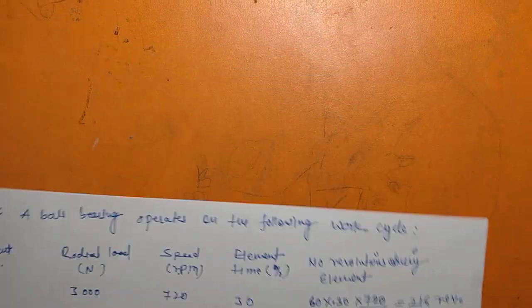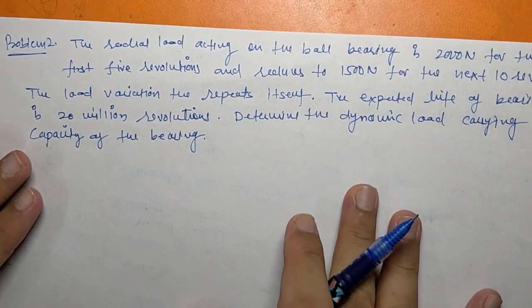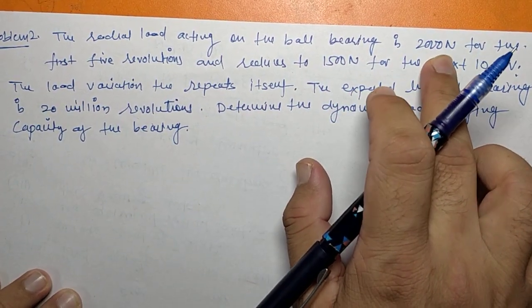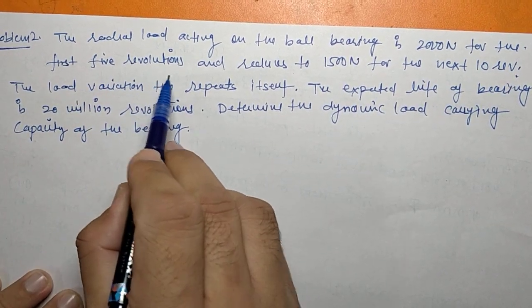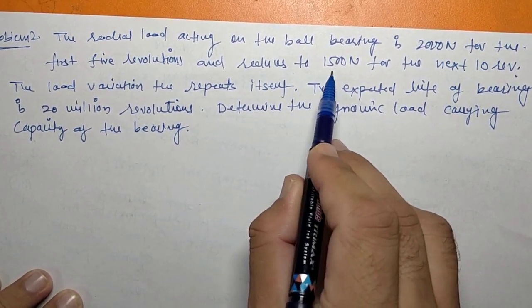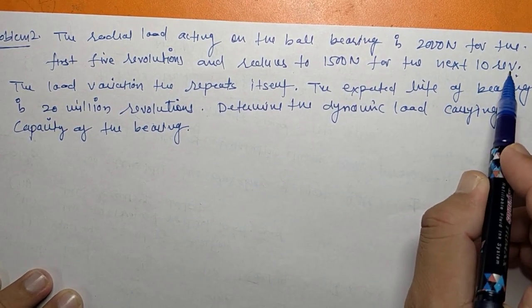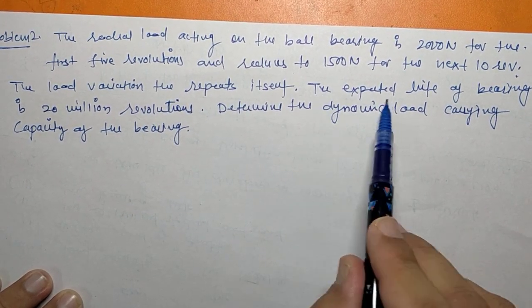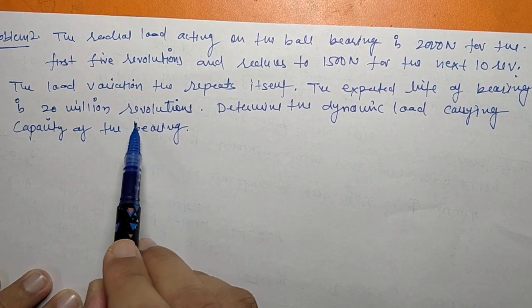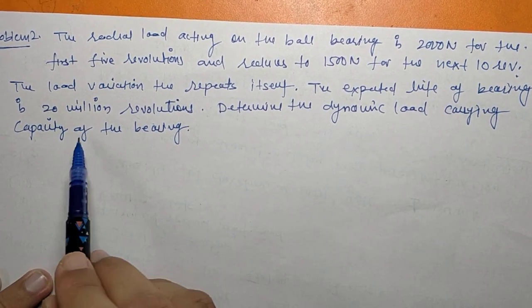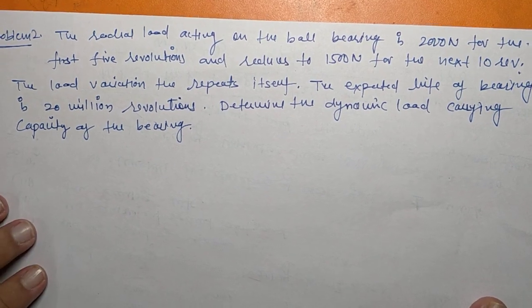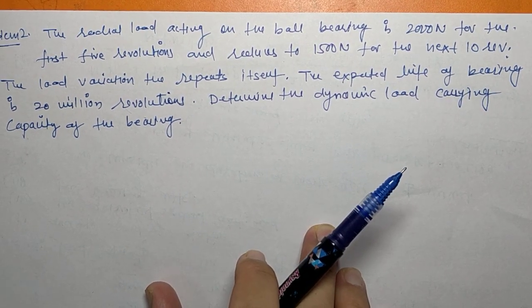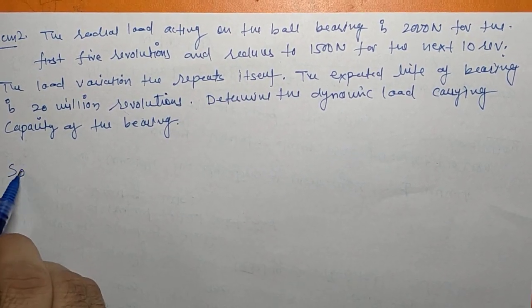Now we are given the second problem. The radial load acting on the ball bearing is 2000 Newton for the first 5 revolutions, and the radial load reduces to 1500 Newton for the next 10 revolutions. The load variation repeats itself after that. The expected life of the bearing is 20 million revolutions. Determine the dynamic load carrying capacity of the bearing. So this problem is also a little bit the same. We can start with the solution.